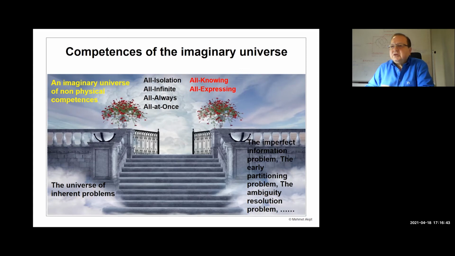The problems we are discussing, the imperfect information problem, the early partitioning problem, the ambiguity resolution problem, these are all in the universe of inherent problems. On the other side of the wall, there are competences that are necessary to address these problems. The first four, all isolation, all infinite, all always, all at once, we have discussed in the previous talk. In this talk, we have introduced two additional competences, all knowing and all expressing.